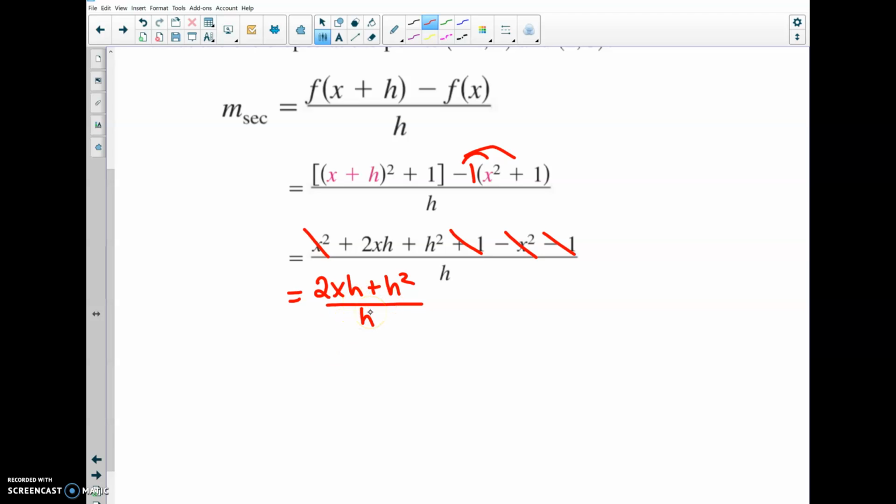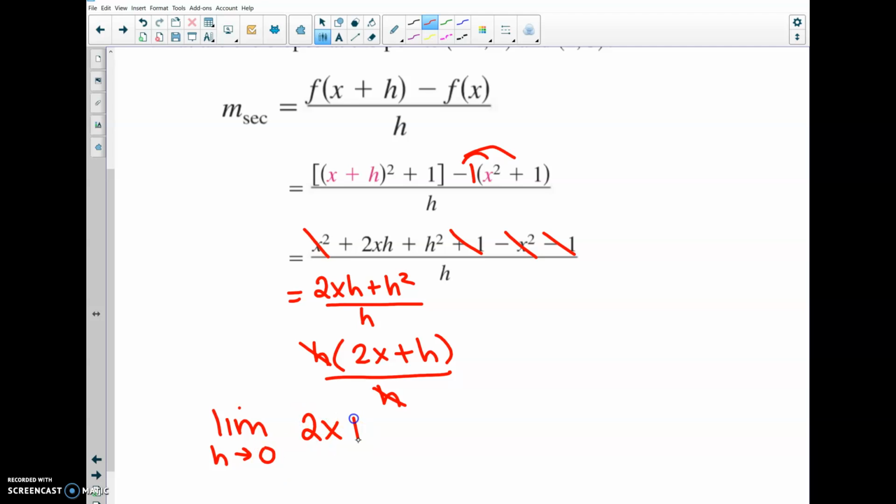Noticing that there's a common factor of h in our numerator, we're going to factor out an h. Cancel our h's. So our limit as h approaches 0 of this is 2x plus h. Notice we don't have h in our denominator anymore, so we don't have a domain restriction there. We can use direct substitution. So this slope will be 2x.